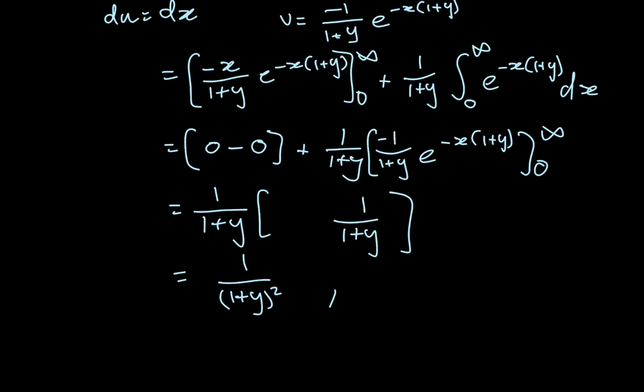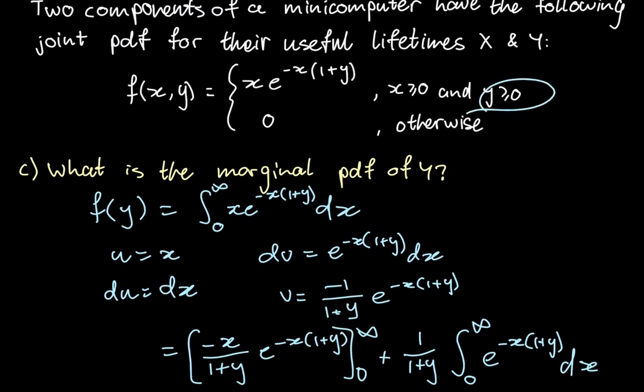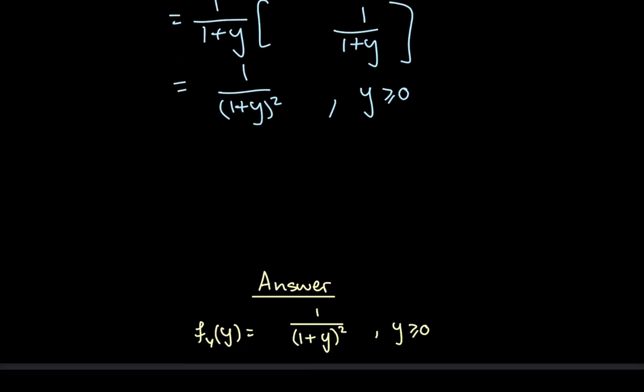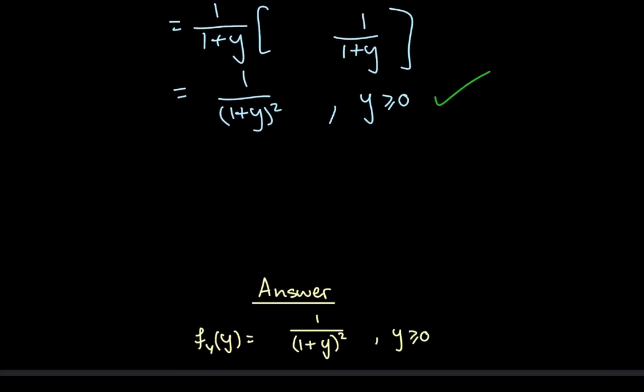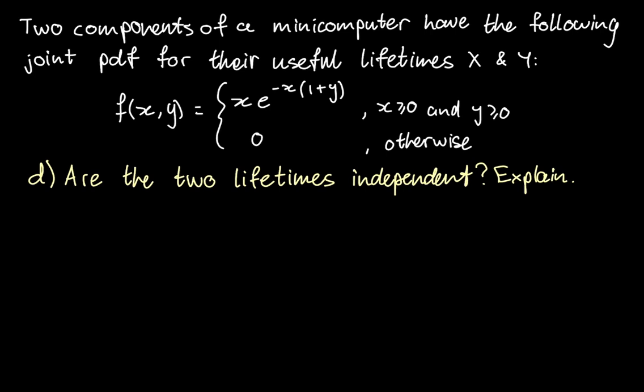So I've evaluated the marginal PDF of y, and I remember that y is defined for y greater than or equal to 0. Okay, so let's check our answer, and it is correct. Okay, so let's move on to this next question, question D. So are the two lifetimes independent, and explain?